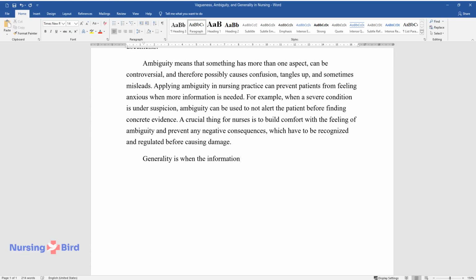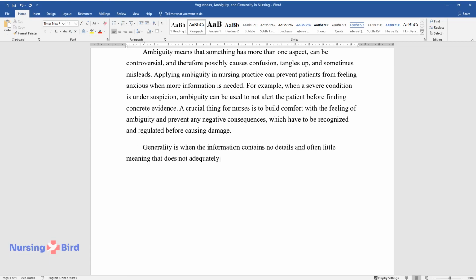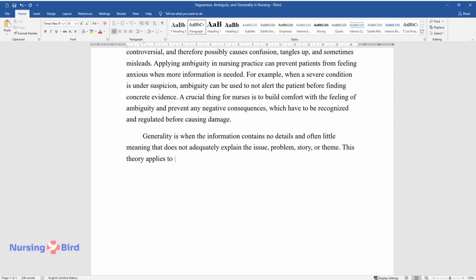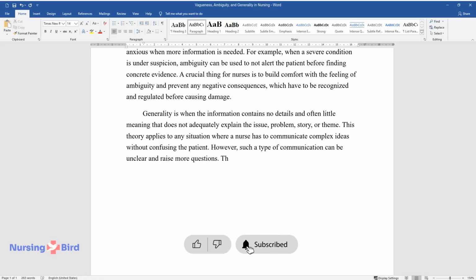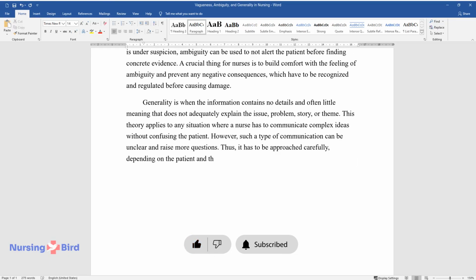Generality is when the information contains no details and often little meaning that does not adequately explain the issue, problem, story, or theme. This theory applies to any situation where a nurse has to communicate complex ideas without confusing the patient. However, such a type of communication can be unclear and raise more questions. Thus, it has to be approached carefully, depending on the patient and their features.